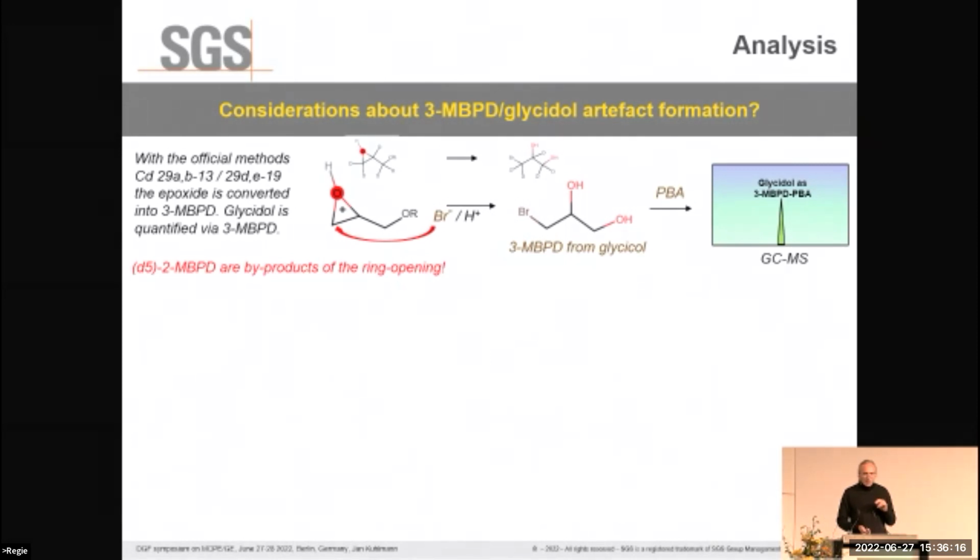Now, we have a side reaction, which is formation of 2-MBPD, because we have a cyclic system and the bromide can attack from the other side. And this gives us the glycidyl as 2-MBPD PBA derivative, and we can detect this component.